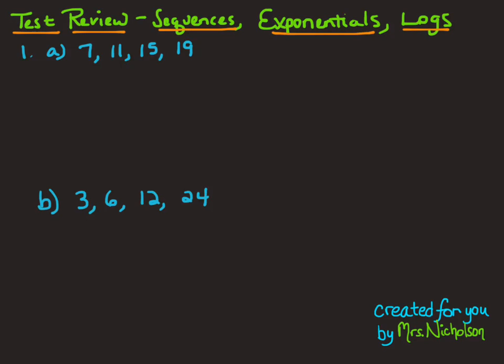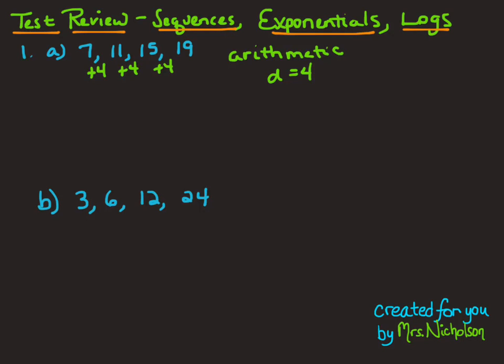So our first sequence, 7, 11, 15, and 19, you can see that each time to create this sequence, we're adding 4. That's our pattern here. And since I'm adding something every time, that makes this an arithmetic sequence. And my common difference here is 4.